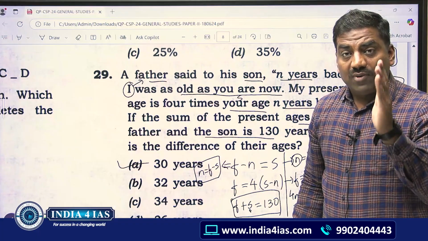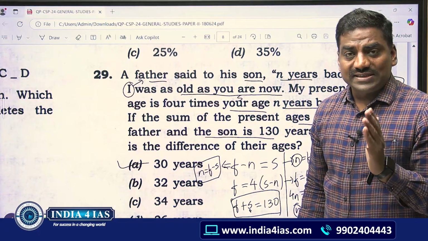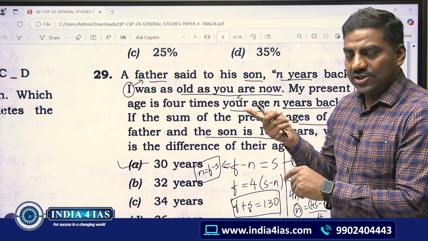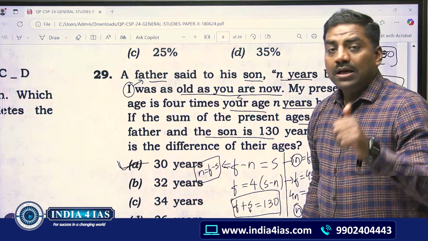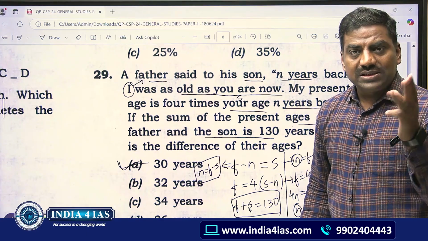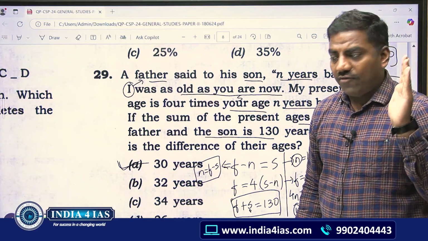So whether it is worth that risk or not, you have to understand, and you have to keep this particular question for the next round. So here the answer is 30. I'm warning you, this is a 3 variables problem, 3 variables, 3 equations. Definitely it will take time. You have to decide for yourself.